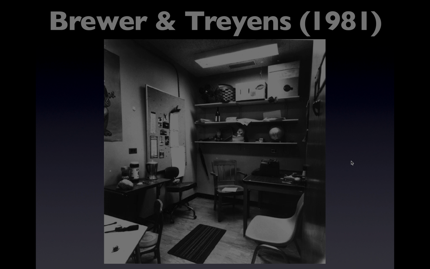And what Brewer and Treyens found out from their study was that people tended to falsely remember certain items being in the office that weren't actually in the office, things like books. And also, they were not very good at remembering items that were not common for an office. So, for instance, a bottle of wine, the picnic basket, and the skull. Even though those things are a little odd, especially something like the skull, you might think, wow, that's very interesting and unexpected in an office.